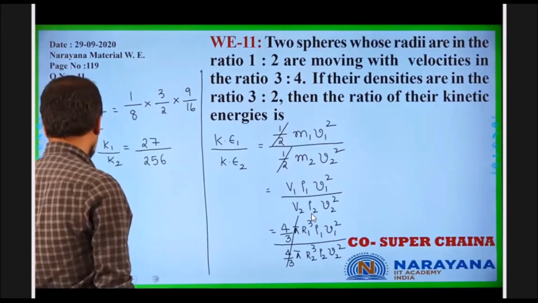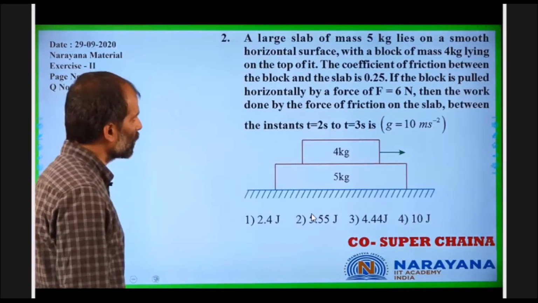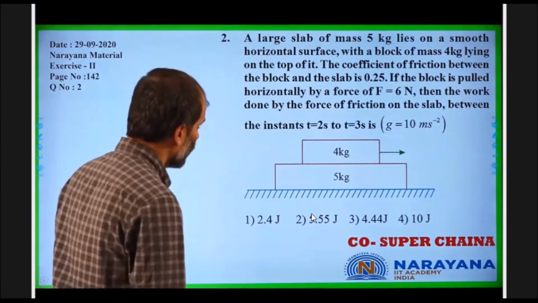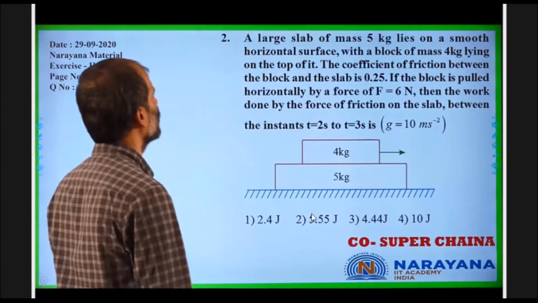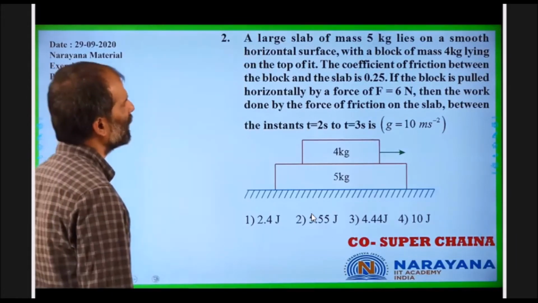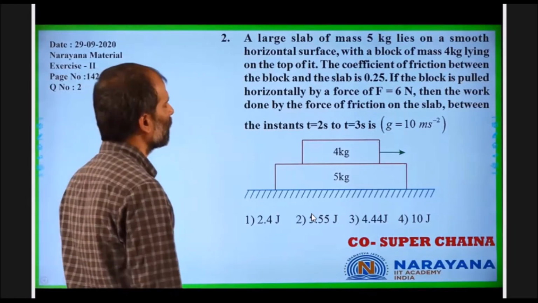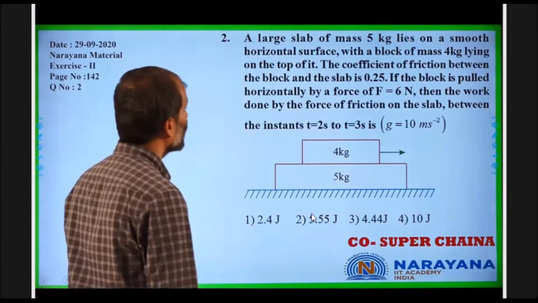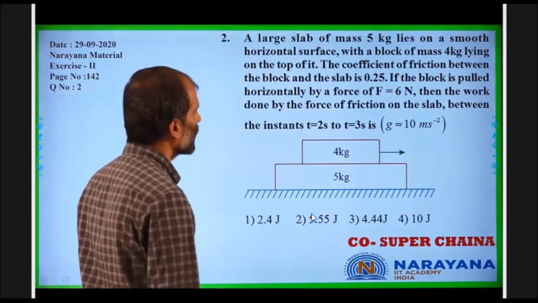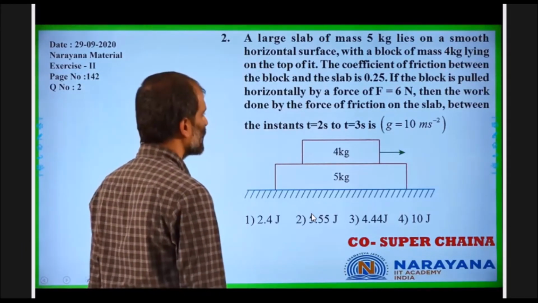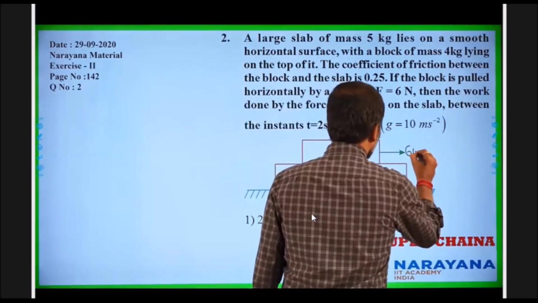Moving on to our next slide. In this slide it is given a large slab of mass 5 kg lies on a smooth horizontal surface with a block of mass 4 kg lying on top of it. The coefficient of friction between the block and the slab is 0.25. If the block is pulled horizontally with a force of F equals 6 Newton, then the work done by the force of friction on the slab between the instants t equals 2 seconds to t equals 3 seconds is dash. So a force of 6 Newton is applied onto it.